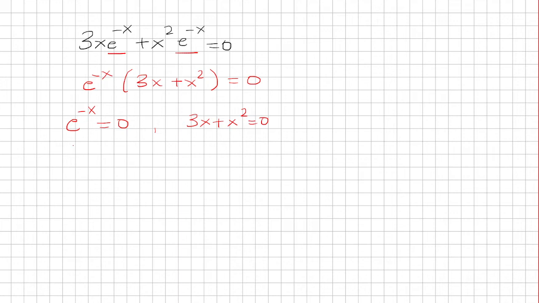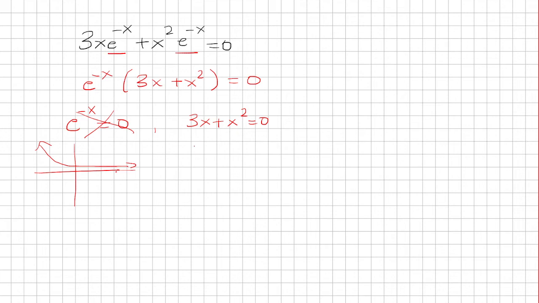Note here, e to the negative x looks something like this. It never reaches 0. It gets closer and closer to 0, but it never equals 0. So this one has no solution. So now we have to solve this one.